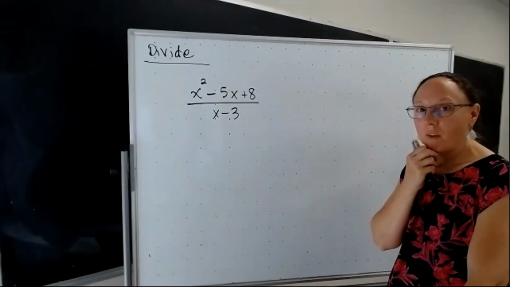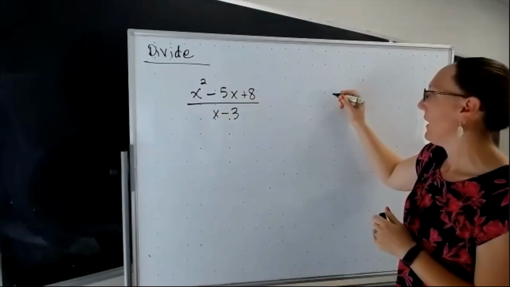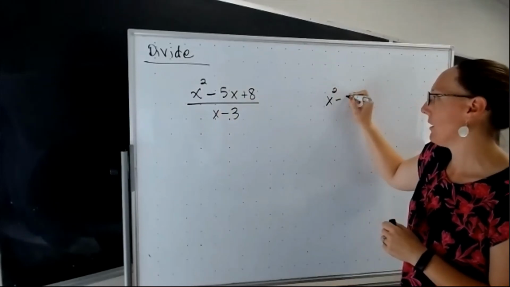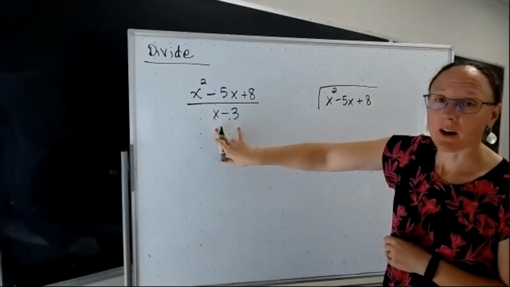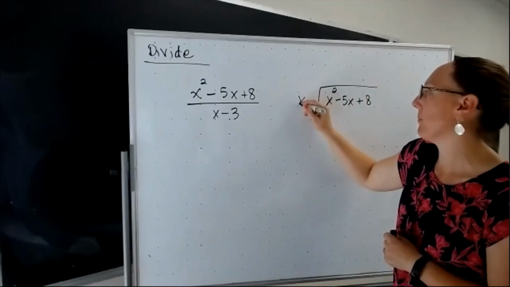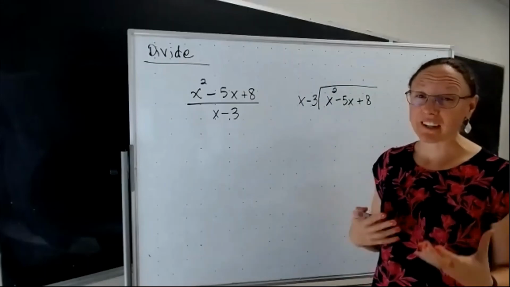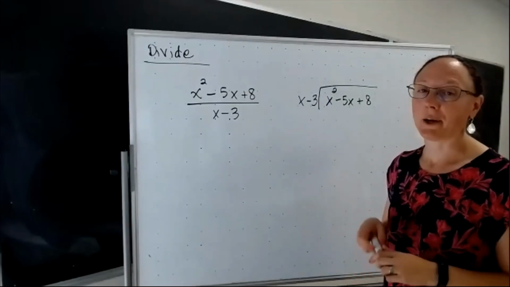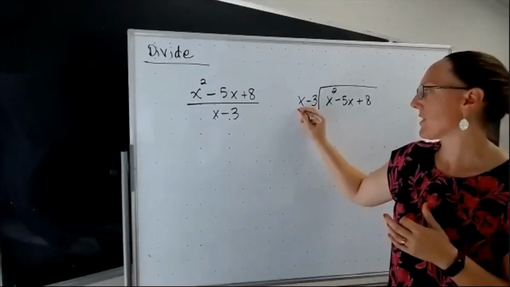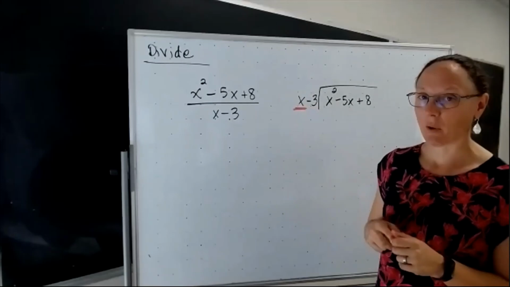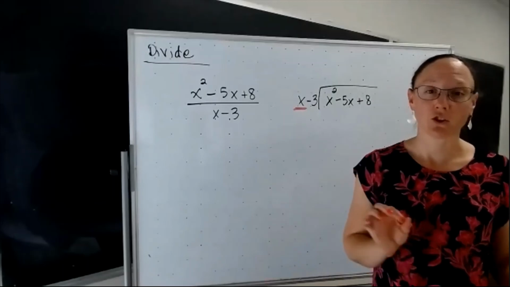So I'm going to start off the same way. I'm going to take whatever's on top and put that inside my division bar. And I'm going to take whatever's on the bottom and put that outside of my division bar. When we're dividing polynomials, one of the things that feels a little different from numbers is that for the piece I'm dividing by, I'm really only going to focus on the term with the highest power of x or y or w or whatever our variable is.